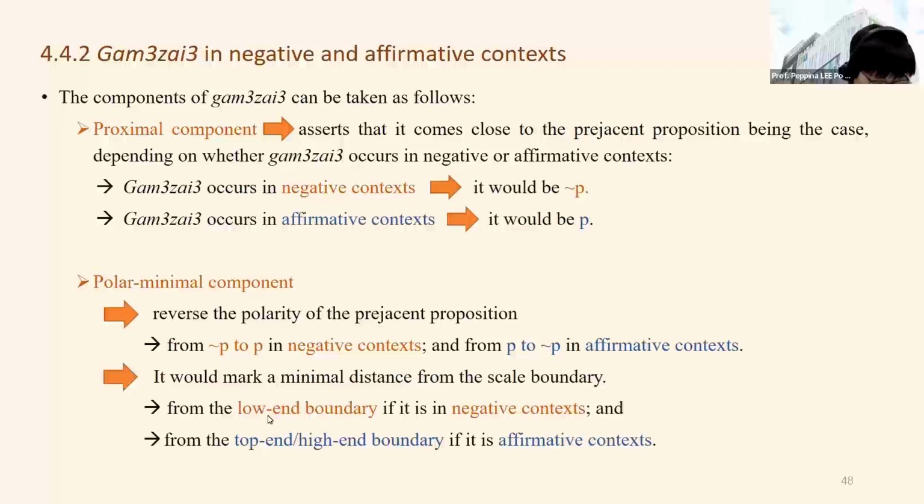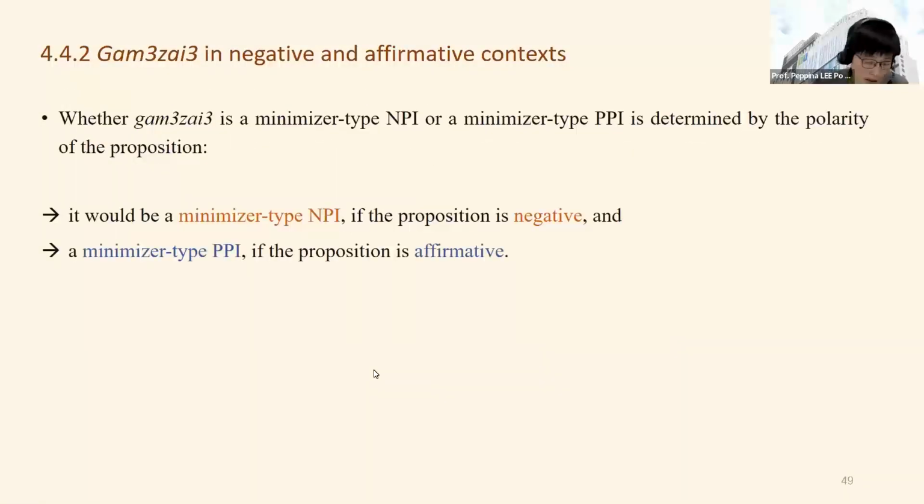So the minimal component will be operating in the way that it marks a minimal distance from the scalar boundary, from the low end boundary if it is in the negative context. In the affirmative context, we will be marking the minimal distance from the top end or the high end boundary, as shown here. Okay, so generalizing what we are showing so far, whether 咁滯 is a minimizing type MPI or a minimizing type PPI is determined by the polarity of the proposition. It will be a minimizing type MPI if it occurs in a negative context, but a minimizing type PPI if it occurs in the affirmative one.